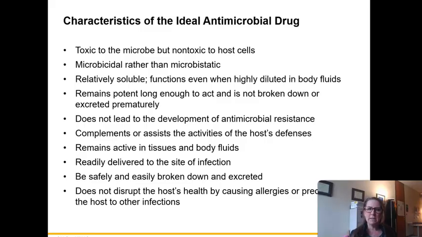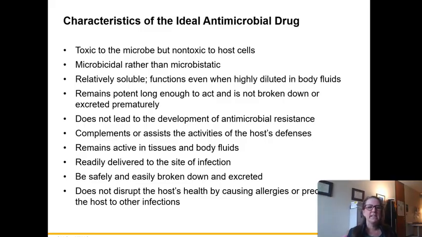Second, we need something that's microbicidal, not microbistatic, because we need to lower and eliminate as much as possible that disease-causing microorganism. We don't want to just put it in stasis, just reduce it, and just keep it there, right? That can happen if we're taking the wrong antibiotics. We'll come back to that.